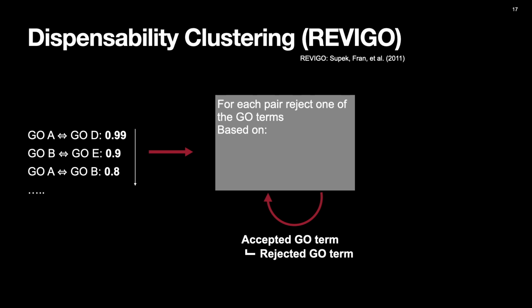The first criteria is term frequency. A term that is associated with more than 5% of all genes in the annotation is rejected in favor of the rarer term.